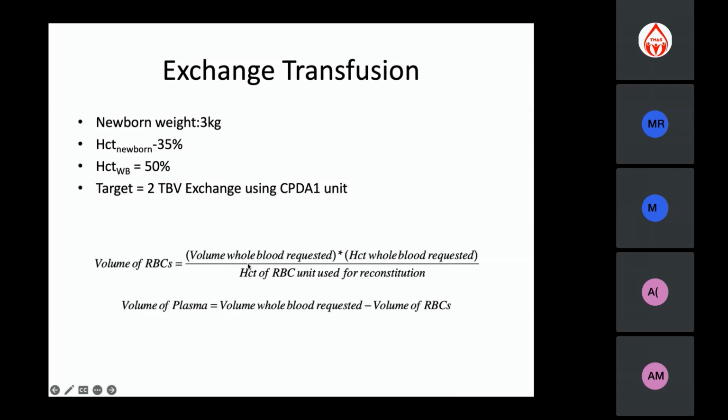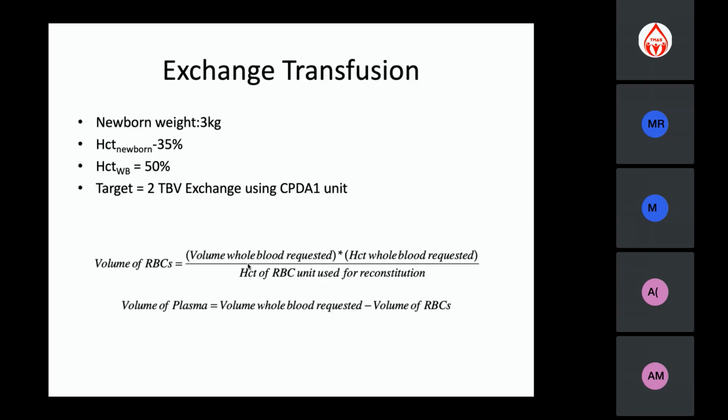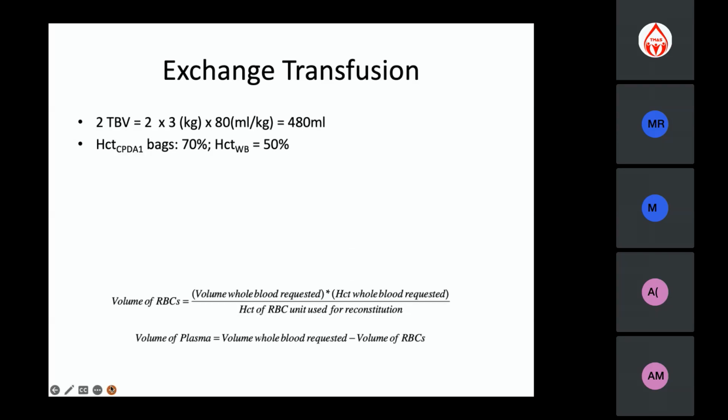So the formula for estimating the volume requirements: first we need to determine the volume of RBCs required. This can be determined by the volume of whole blood requested multiplied by the hematocrit of the whole blood requested, divided by the hematocrit of the RBC unit used for reconstitution. We'll come back to some real examples. In this case, the first one is the volume of whole blood requested.